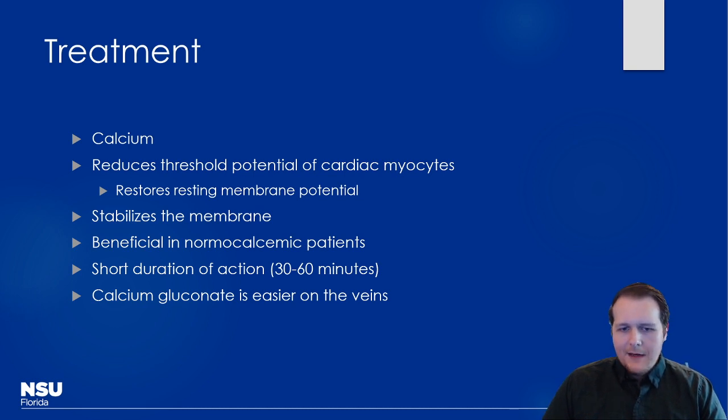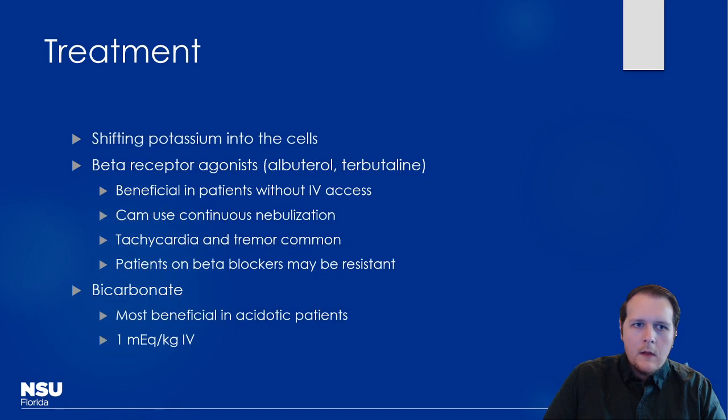Ideally, if you have some kind of deep access, like a central line or something, calcium chloride will be preferable there, just because you don't have to give so much volume. But calcium gluconate can work just as well. It's easier on the vein, so most often you'll end up giving that, especially if it's not an emergent sort of situation. So, ways that we can try to shift potassium into the cell.